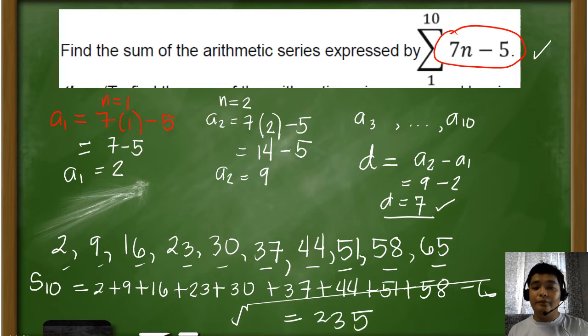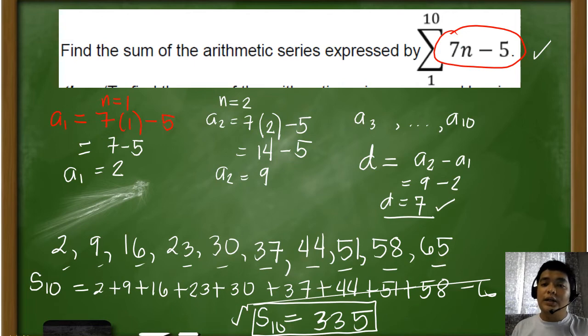Sorry, this is S sub 10. That is 335. So again, in finding the arithmetic series of the given, you will first find a sub 1, a sub 2, and continue a sub 3 up to a sub 10, or the other way, you will find the d, then just list the terms of our arithmetic sequence. Okay, next.